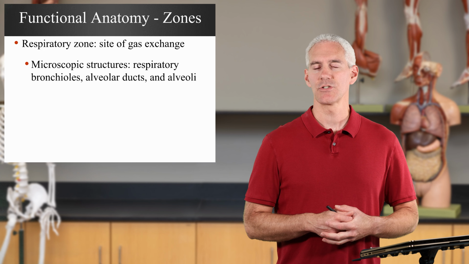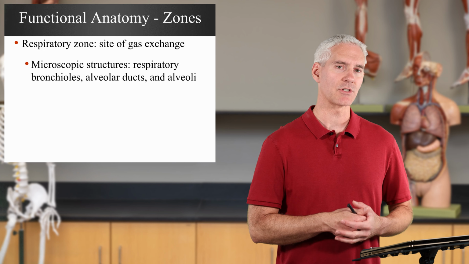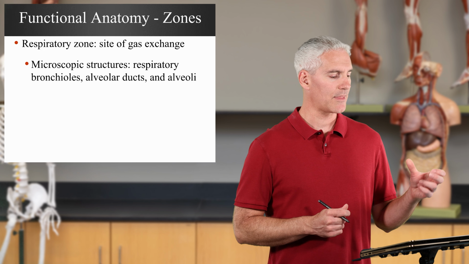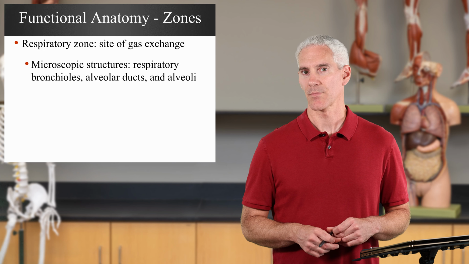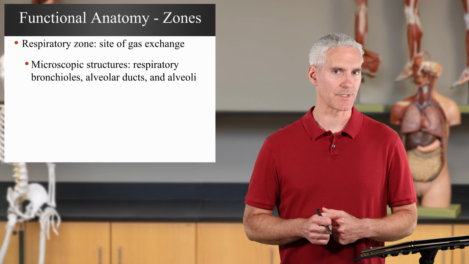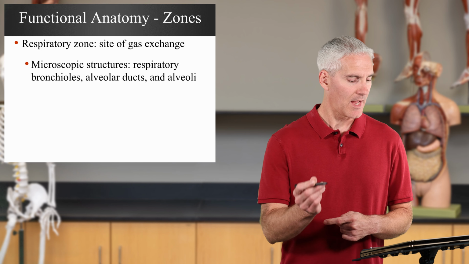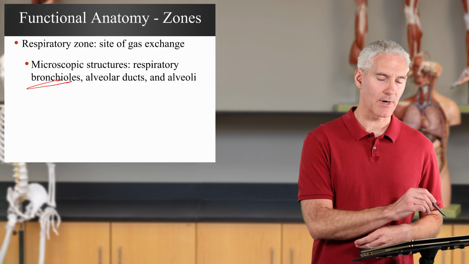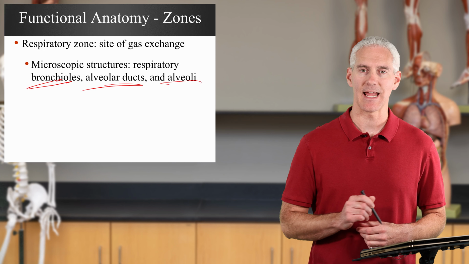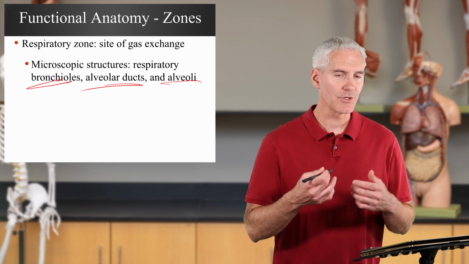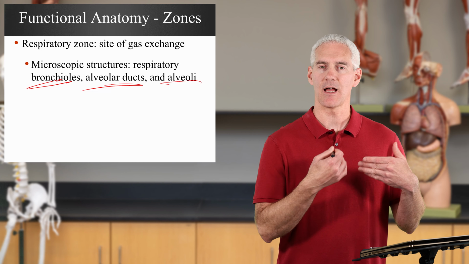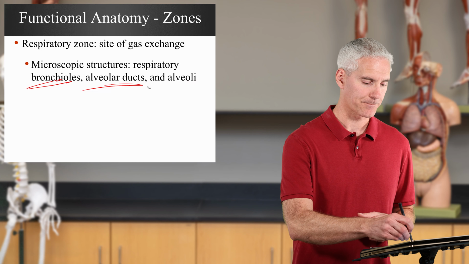So these are the functional anatomy zones. You have the respiratory zone. The respiratory zone is where gas exchange is actually occurring. It's occurring in the respiratory bronchioles, alveolar ducts, and the alveoli. So you're exchanging gas across these membranes.